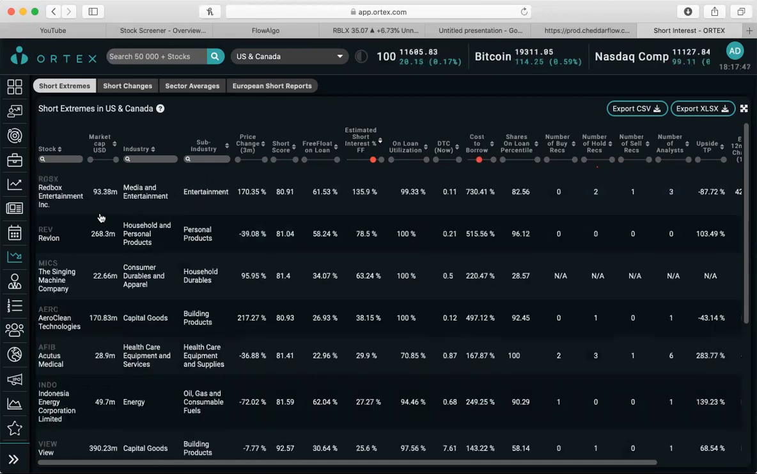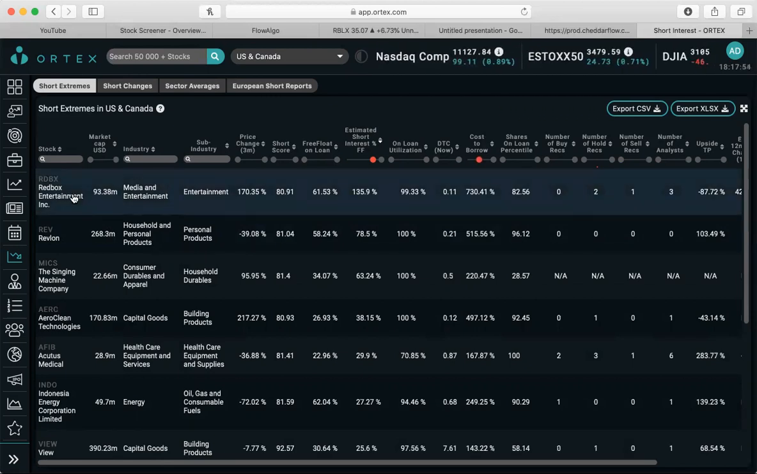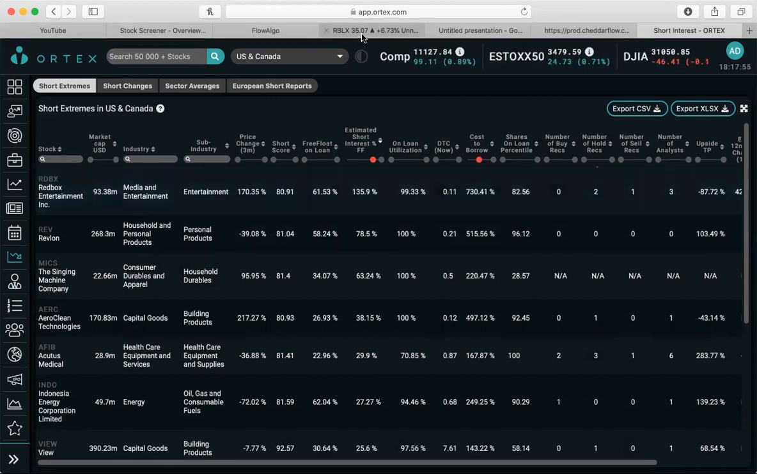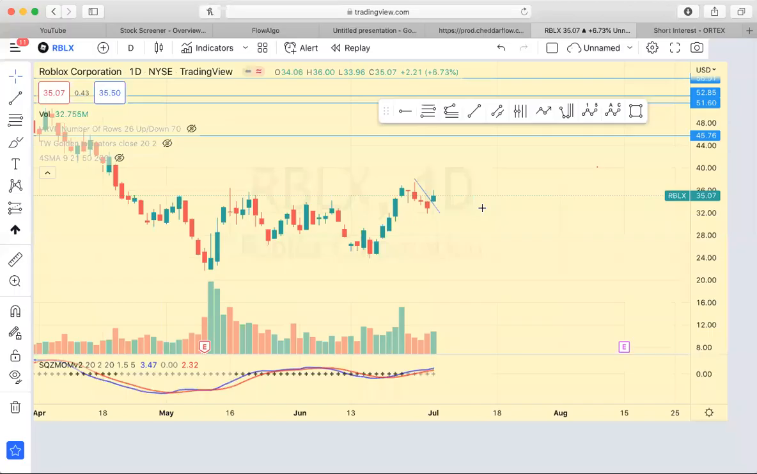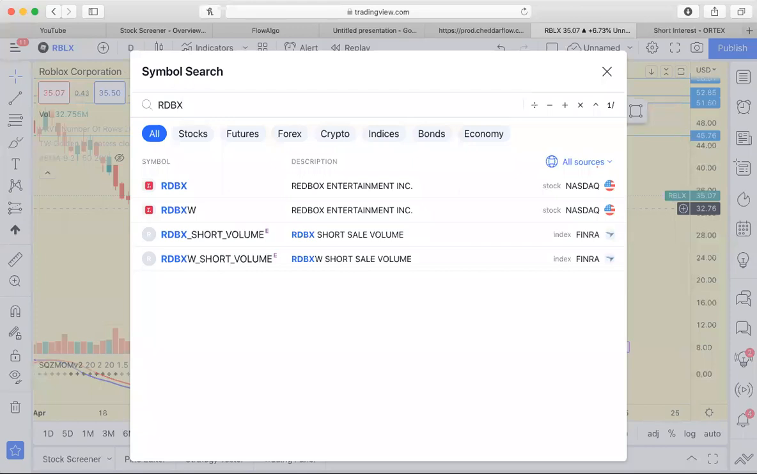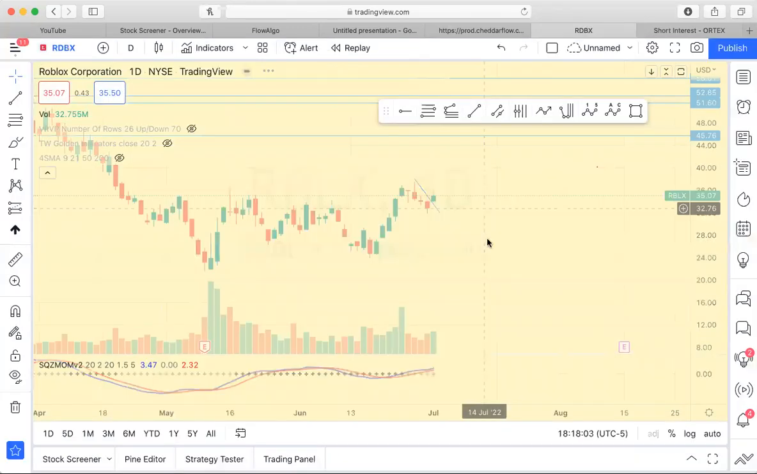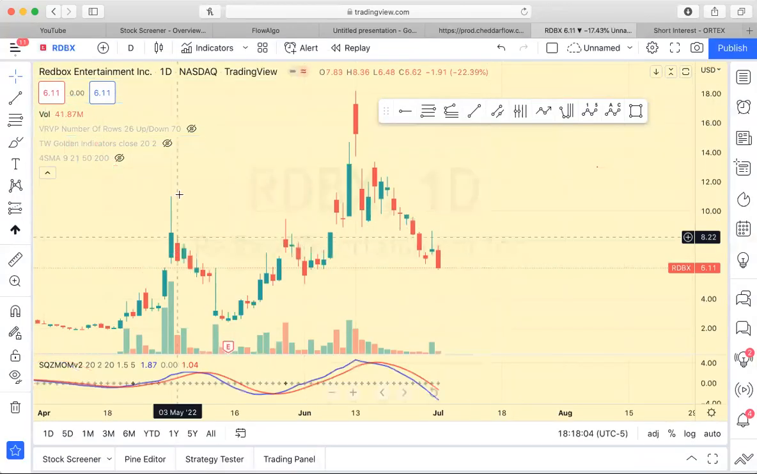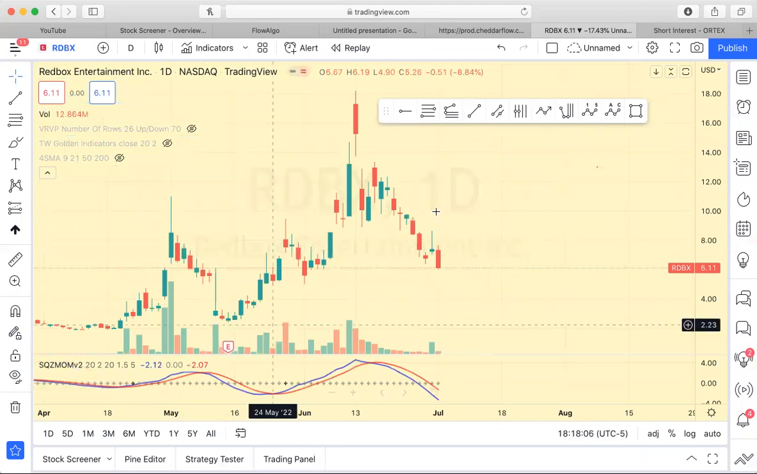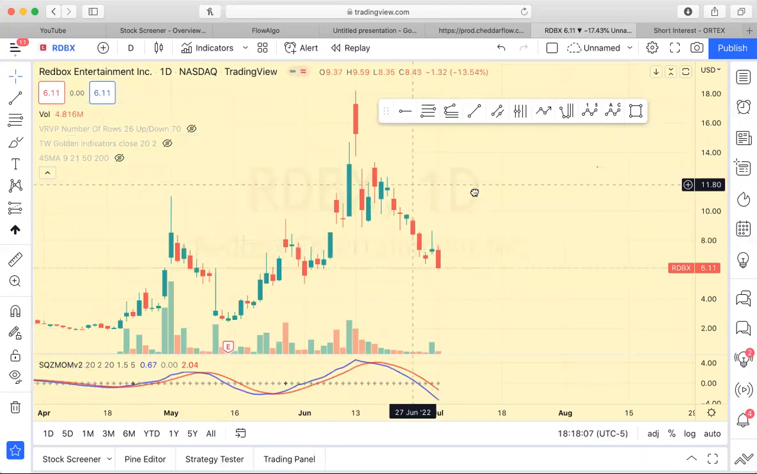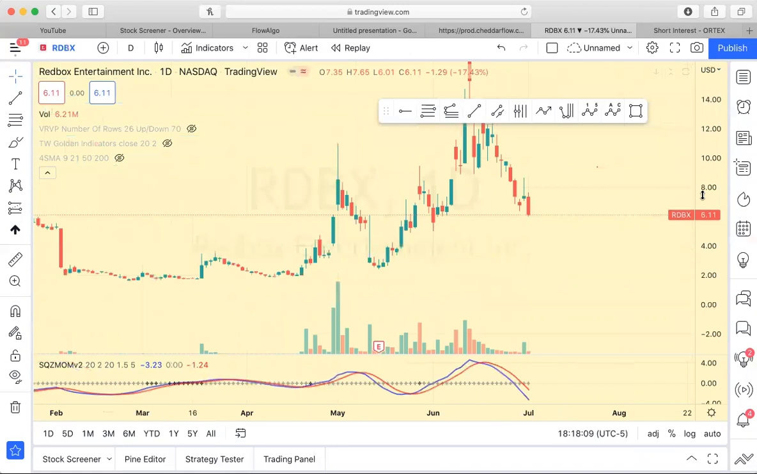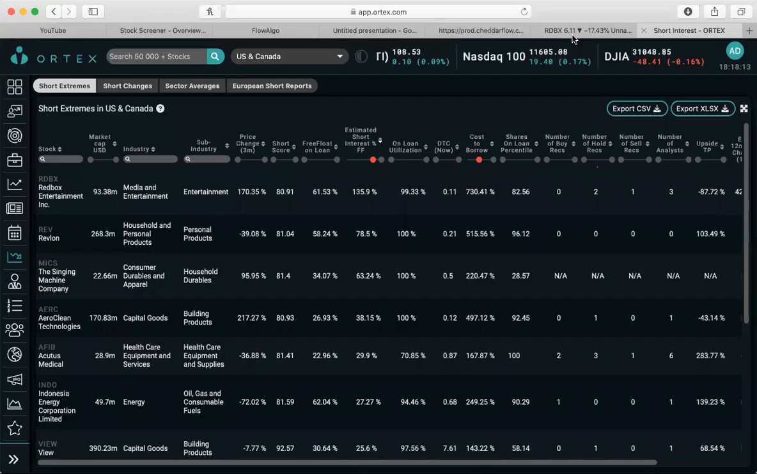And here we have, okay, so these are our short interest names. We have Redbox, which has already squeezed 1 time, or 2 times actually, if we look at the chart. You see, it already had a short squeeze once, came back down, had another short squeeze. So I'm not sure how much juice this has left in it to run again. Then we have Rev.